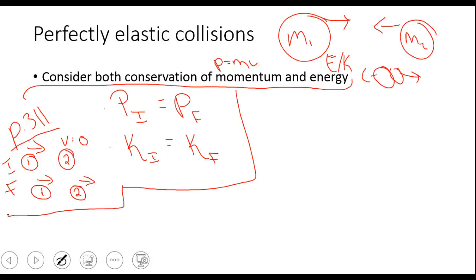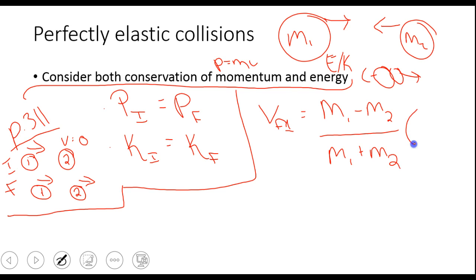And so that top equation deals with object 1. The final velocity of object 1 is going to be equal to the mass of 1 minus the mass of 2 over the mass of 1 plus the mass of 2, times the initial velocity of object 1. So however fast object 1 is going before it hit object 2, that's the initial velocity of object 1.